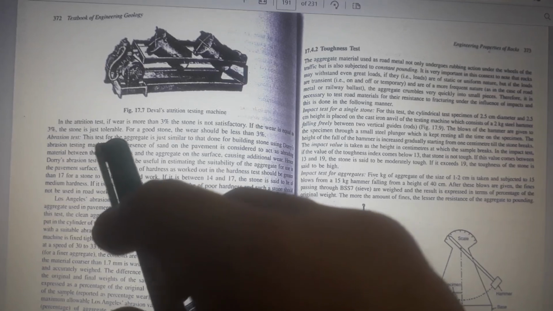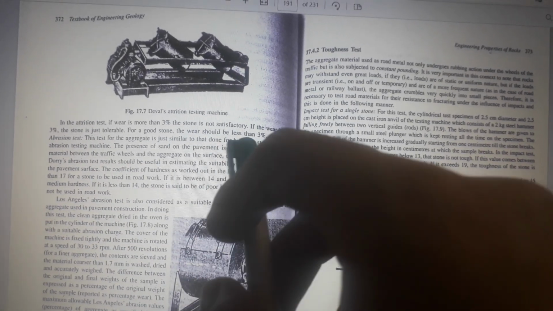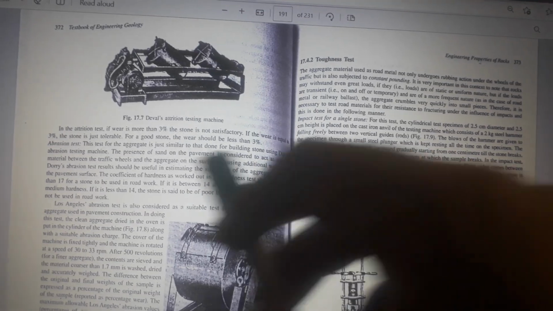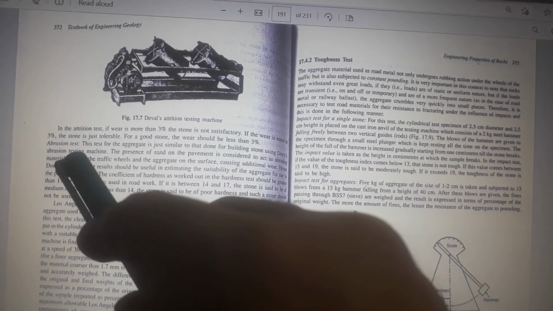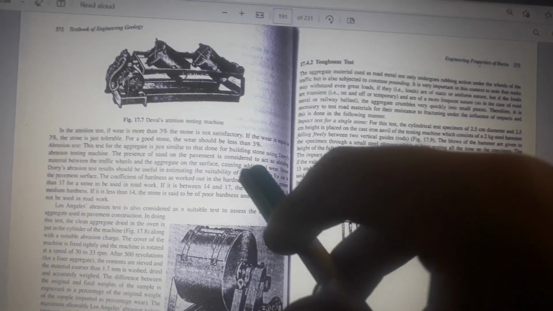Abrasion test. This test on aggregate is just similar to that for building stone using Deval's abrasion testing machine. The presence of sand on the pavement is considered to act as abrading material between the traffic wheels and aggregate on the surface, causing additional wear.